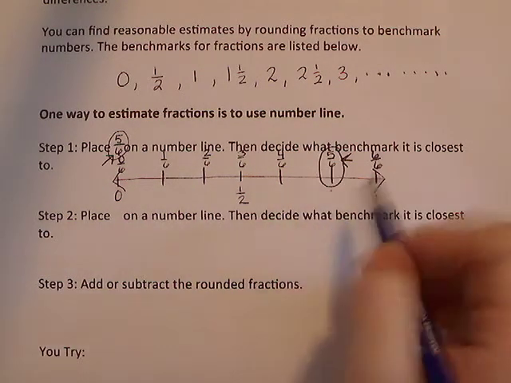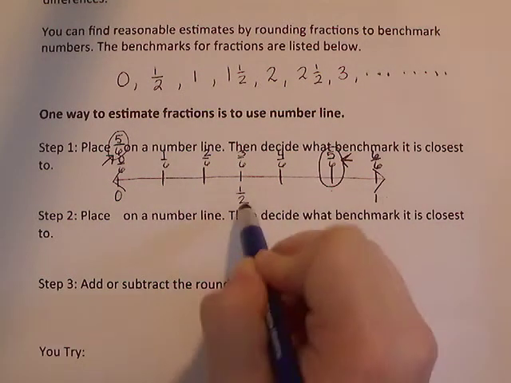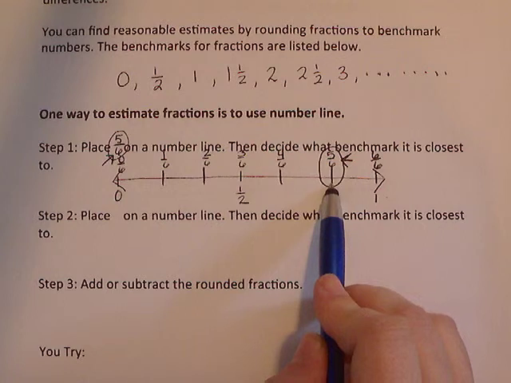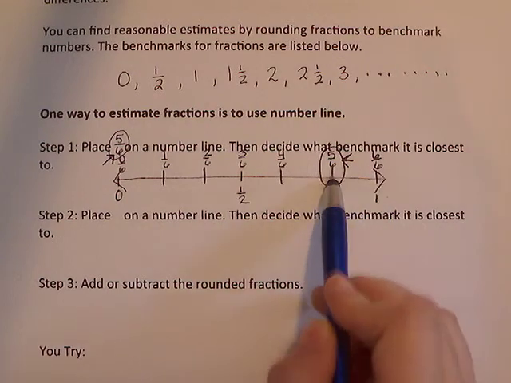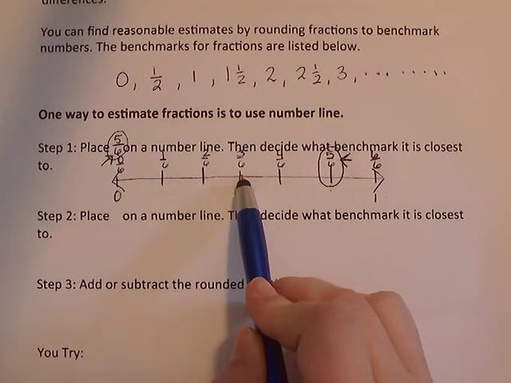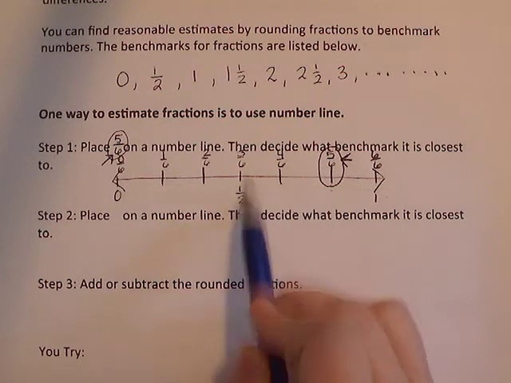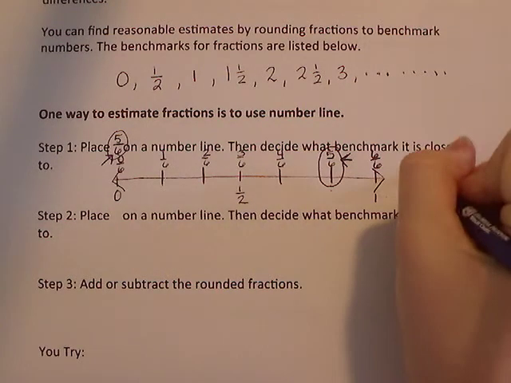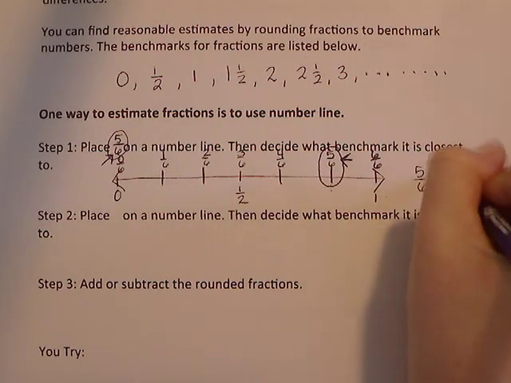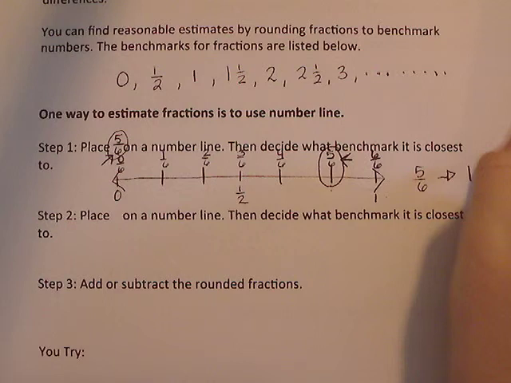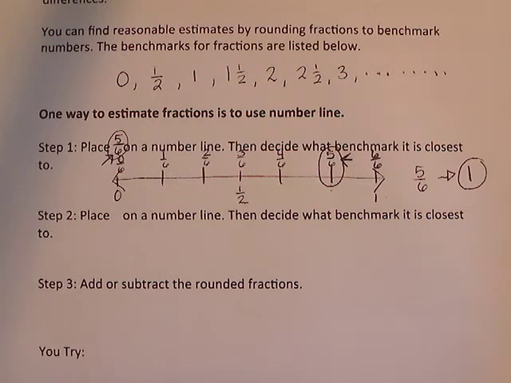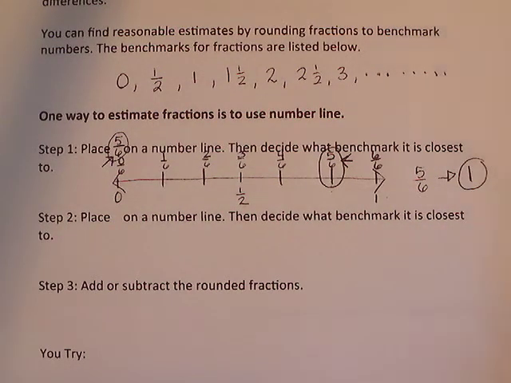Is 5/6 closest to 1 or 1/2? Well, as you can see, it's only 1 space away from 1, but it's 2 spaces away from 1/2. So that means that 5/6 is going to be rounded to 1. So 1. Okay? So now I want to figure out what my next number is going to be.